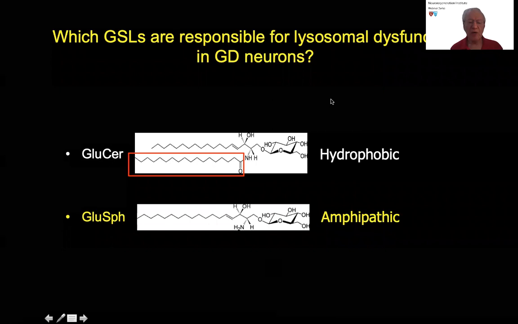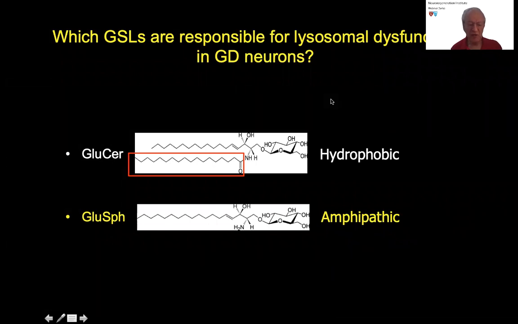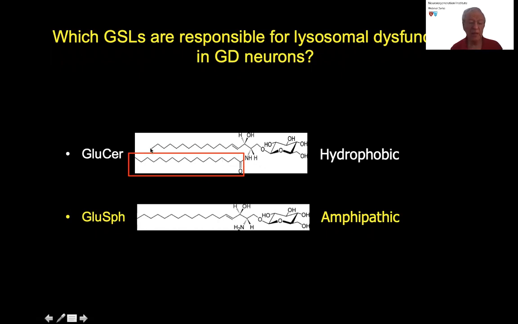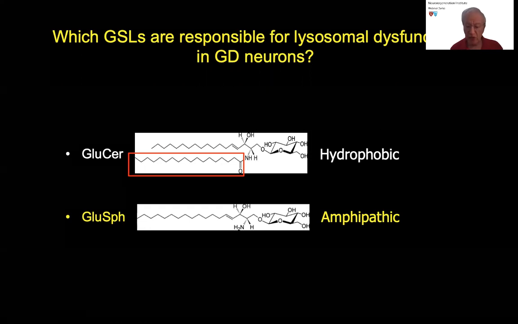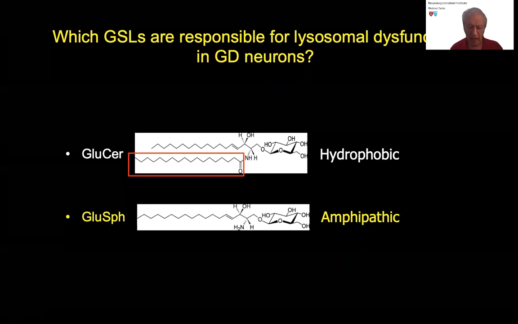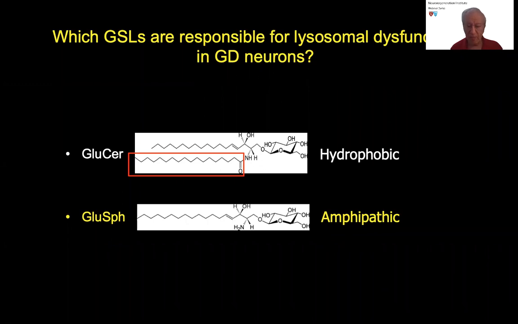So when we look at the structure of glucosylceramide and glucosylsphingosine, we can see readily that glucosylceramide is hydrophobic. It has this fatty acid moiety that is not present in glucosylsphingosine, and for this reason, this is a very hydrophobic molecule, and this is an amphipathic molecule. There is debate in the field which ones are the pathogenic lipids, and the answer is likely both. But they are probably going to work in different ways because they have probably different locations in the cell. And also, it depends on the cell type.